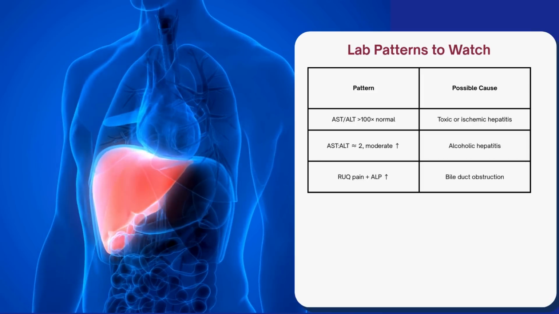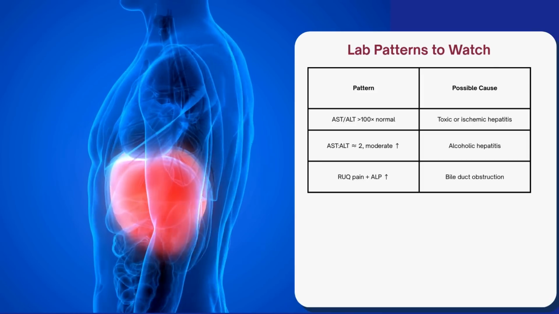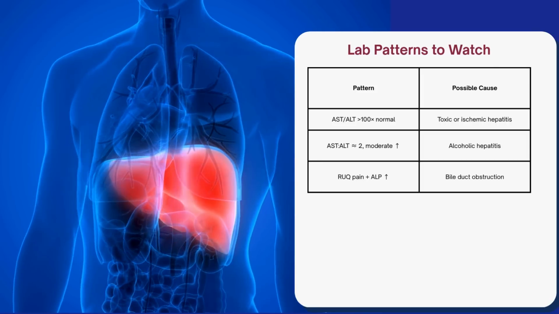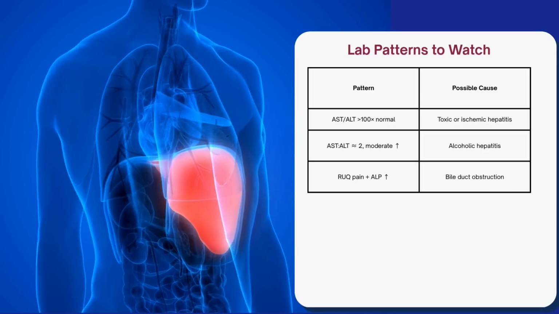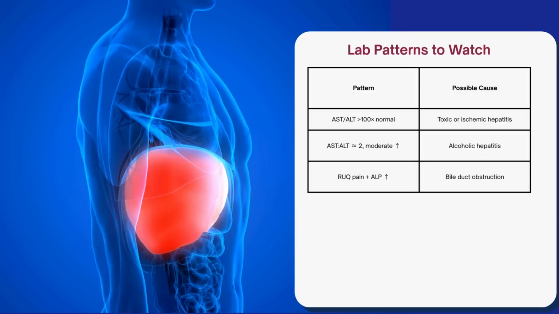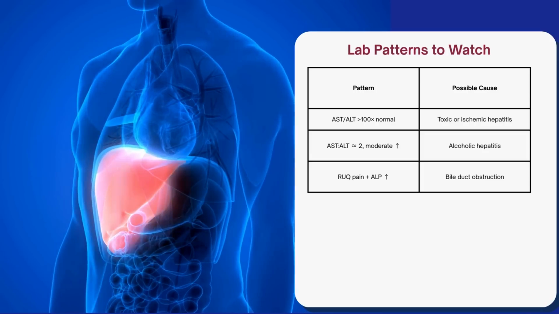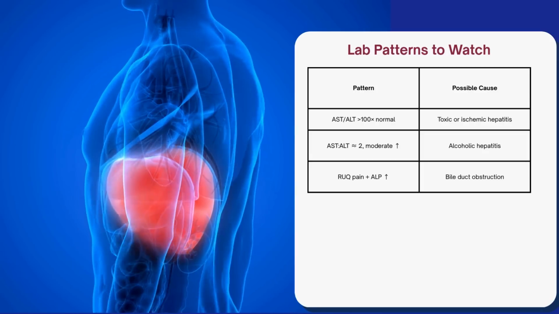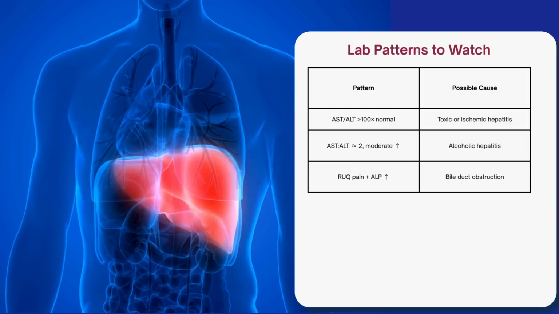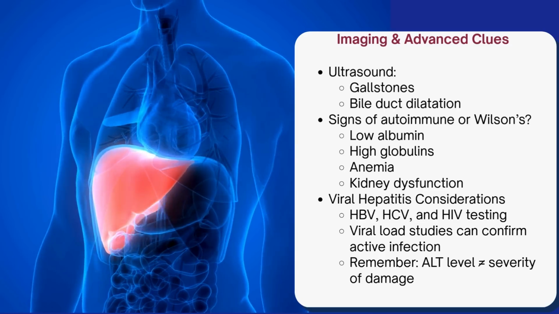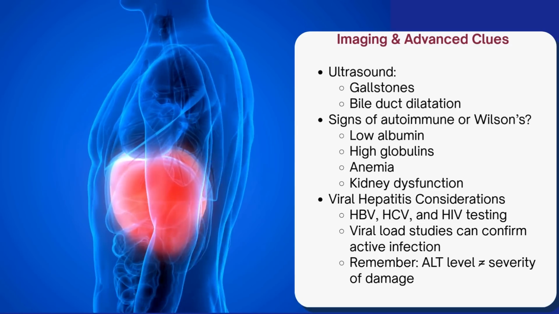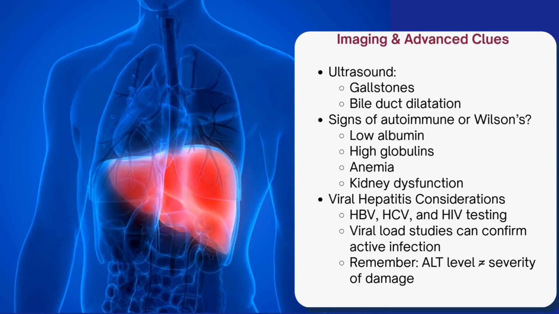What patterns should we notice? AST/ALT over 100 times normal equals likely toxic or ischemic. AST-ALT ratio about 2, moderate elevations equals think alcoholic hepatitis. Sudden RUQ pain and ALP rise equals maybe bile duct obstruction. Imaging, like an ultrasound, is crucial for identifying gallstones or blockages.